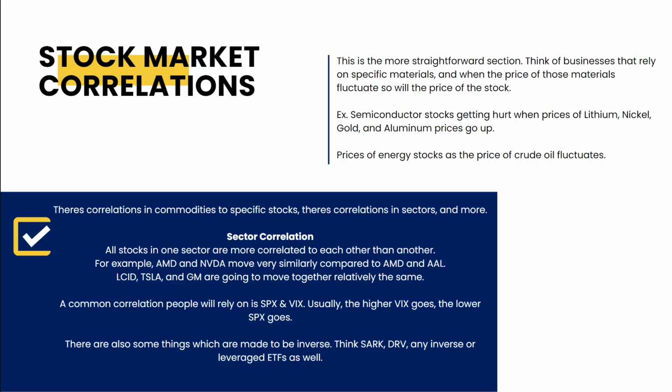All stocks in one sector are more or less correlated with one another. For example, AMD and NVIDIA move very similarly compared to one another, just like how Lucid, Tesla, and General Motors are very similar as well. The effects of commodities, materials, and anything that goes on in that sector will affect all of them. So understanding those correlations is very, very important.